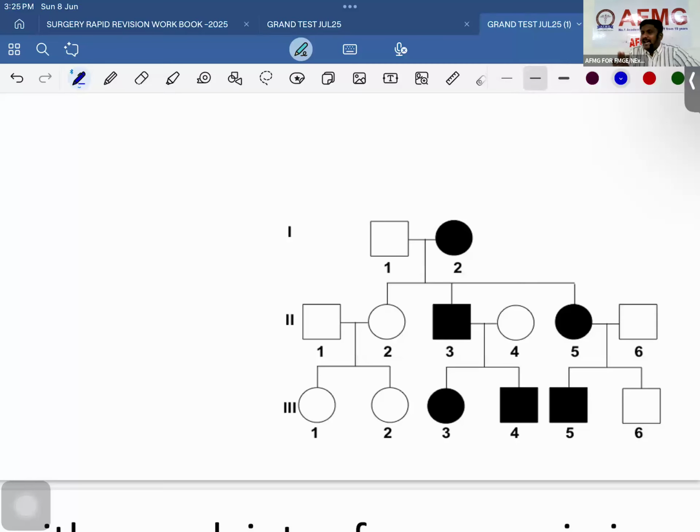First of all, are you able to see carriers? No. So it is recessive or dominant? Dominant. Second important, is there any skipping of generation? No. Again, that means it is dominant for sure. तो अब dominant तो है, but अब ये कौन सा dominant है ये पता लगाओ.